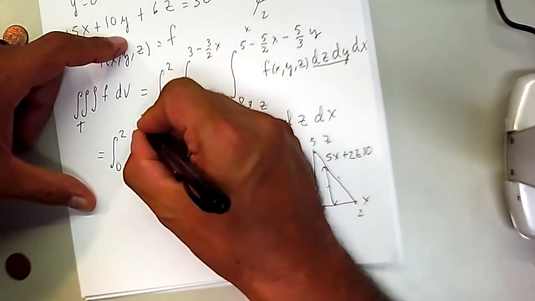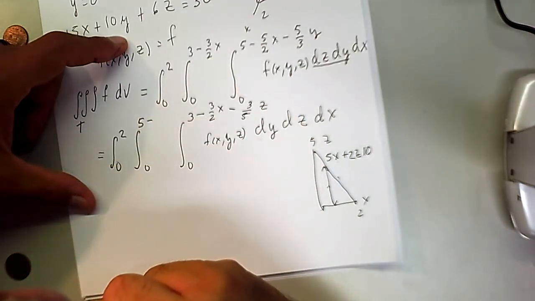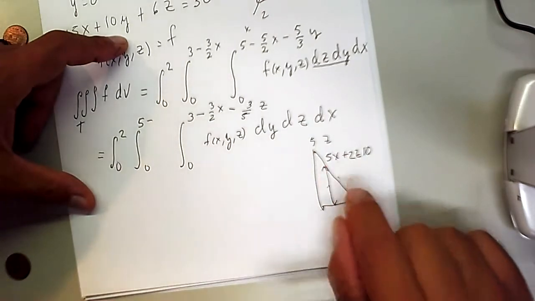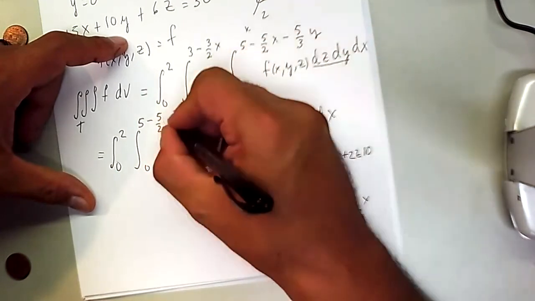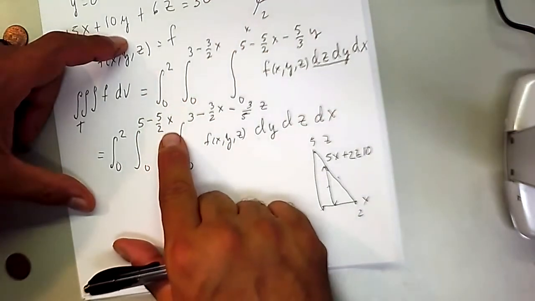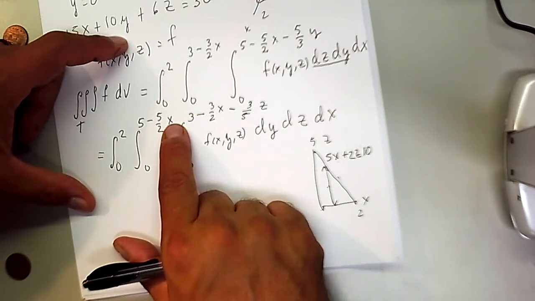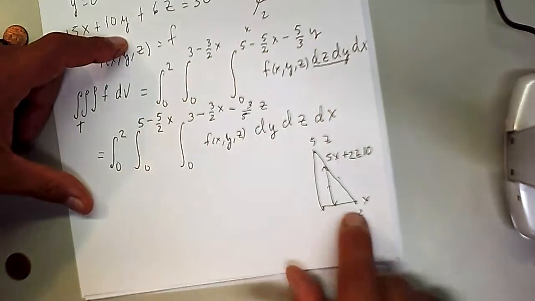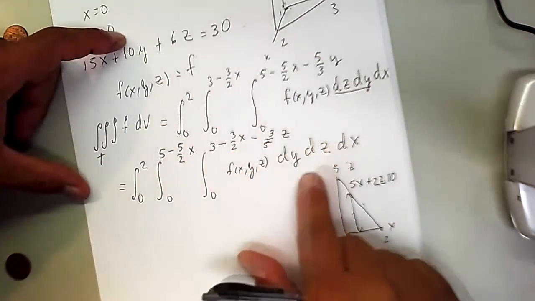5 minus 5 over 2 x. So when x is 0, you get 5. When x is 2, you get 0. So that works. So this is the setup.